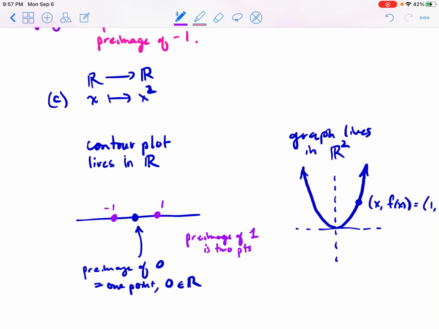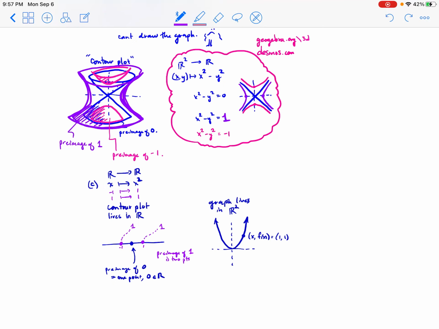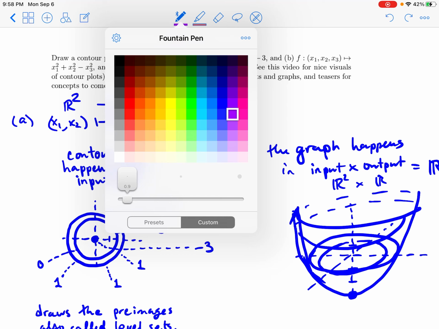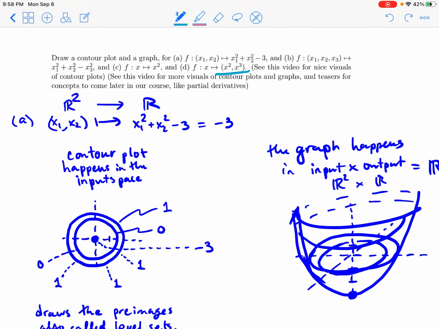And even though this is the point -1 and this is the point 1, for contour plots I like to visualize the value of the function hovering above. So both of these points have the value 1 hovering above them because both -1 and 1 are sent via the map to the number 1. -1 is sent to 1, and 1 is also sent to 1. So hovering above them are the points 1. Okay, and the rest of the contour plot is similar. That would be enough for this answer.